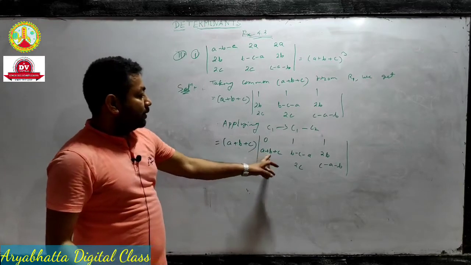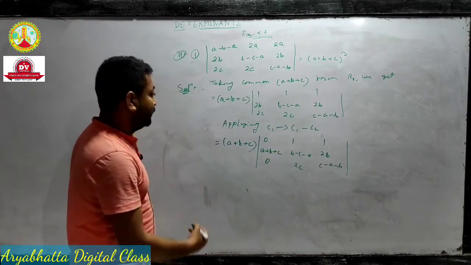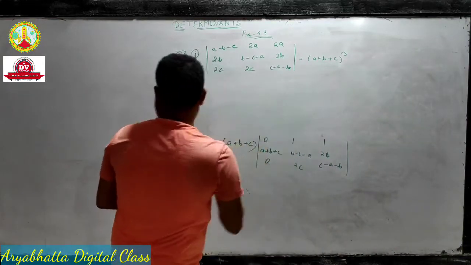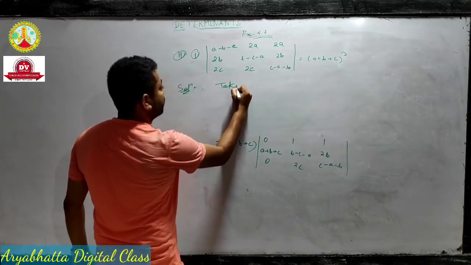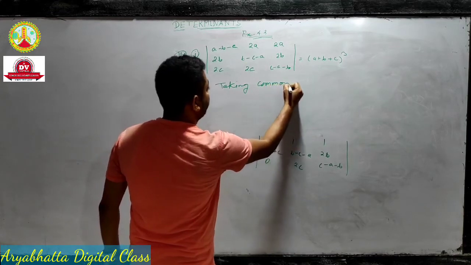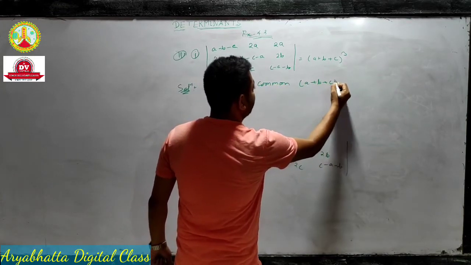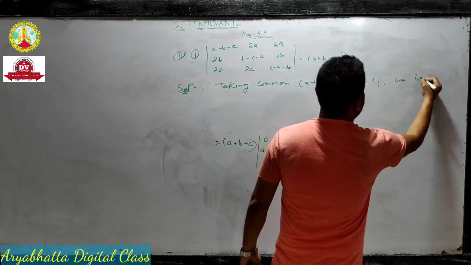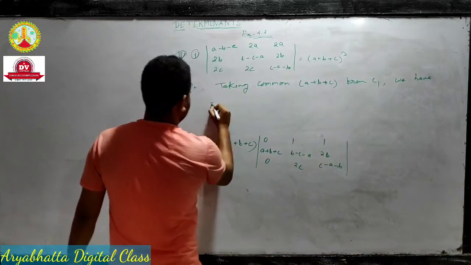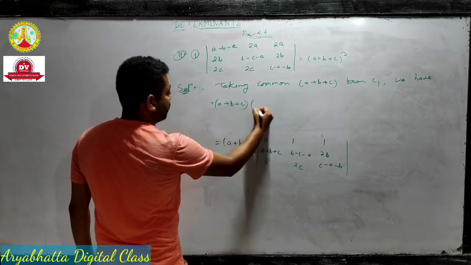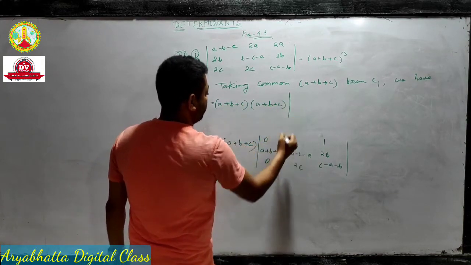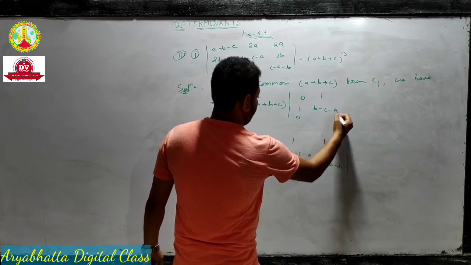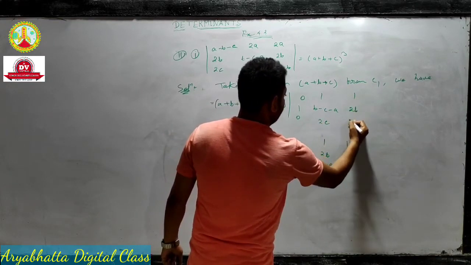Now, taking common a + b + c from C1, then we have the determinant with first column 0, 1, 0; and the remaining columns 1, 2c, 2b.